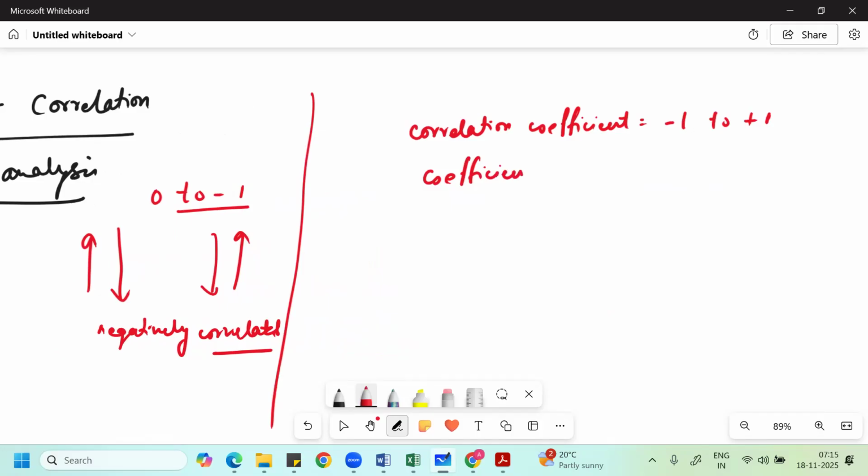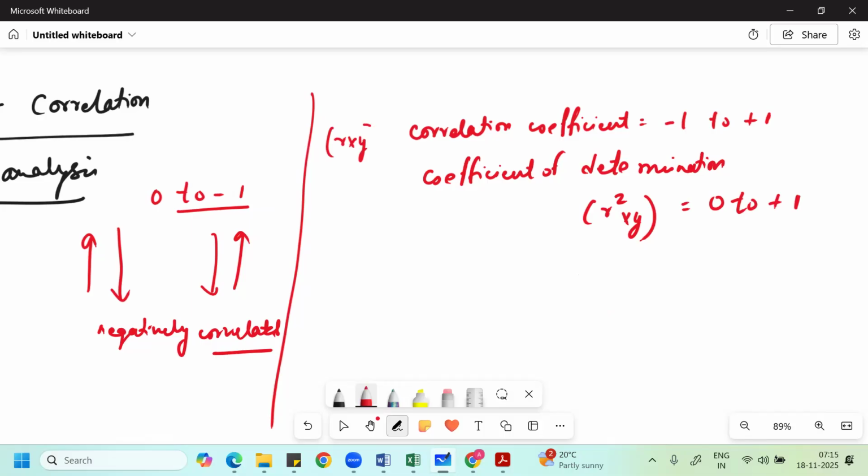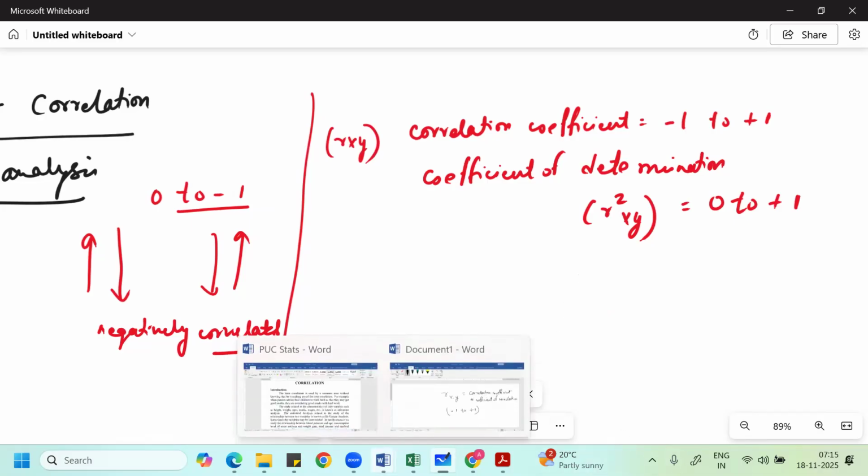The square of the correlation coefficient is called the coefficient of determination, which we represent with the symbol r square. This value lies between 0 and +1. Remember, the correlation coefficient is represented with r of xy, and the square of that is called the coefficient of determination. I hope this part is clear to all of you.